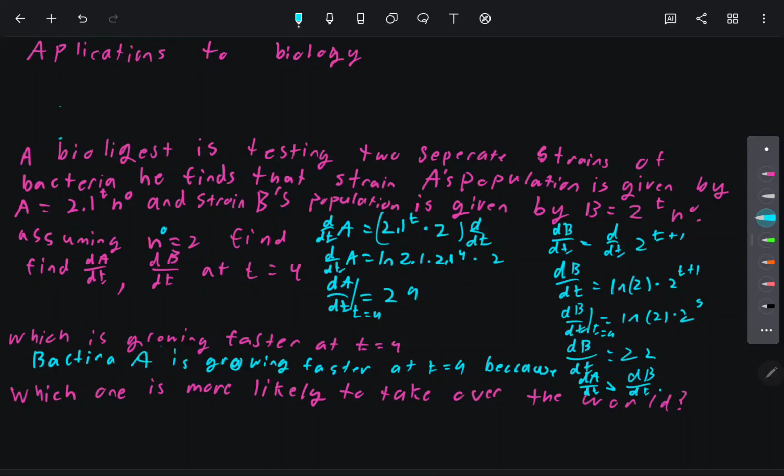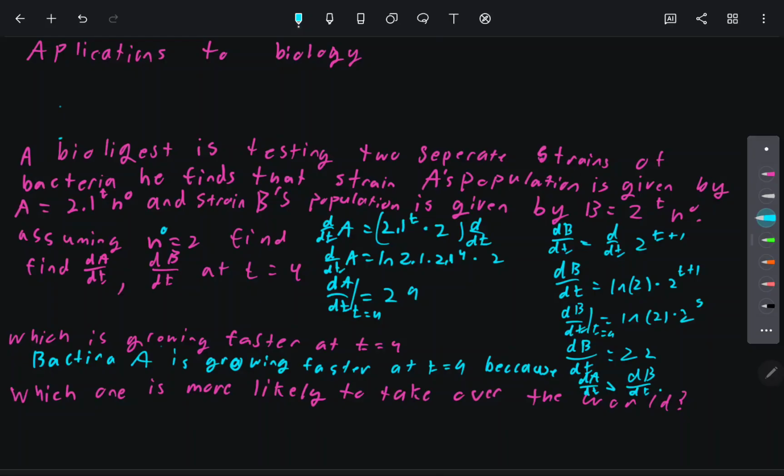Okay, now what do we do? What do we do for this wonderful last question? Which one is more likely to take over the world? Of course, I wrote this question as a joke, but it does have an answer. The answer to the question is whichever one grows faster. And the reason for that is a very biological topic, but it's because it is more likely to grow strains of resilience over time.